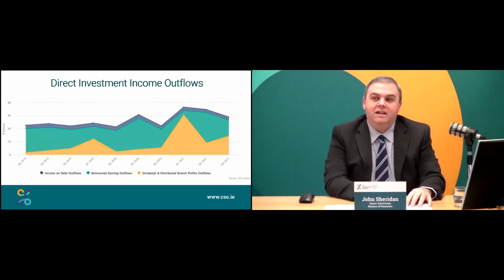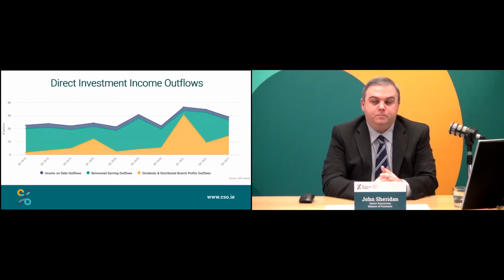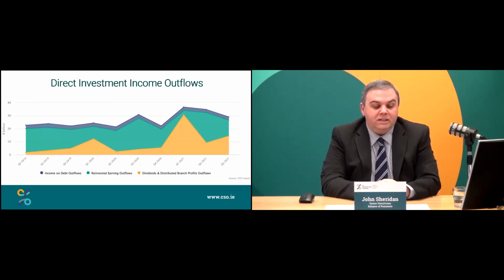Looking at the breakdown of these direct investment outflows, we can see that our income on debt is fairly flat as usual. We can see an increase in dividends outflows in Q3, not as large as the increase in Q1, but still sizable. But there's a larger decrease in reinvested earnings, giving us the overall decrease in direct investment outflows.